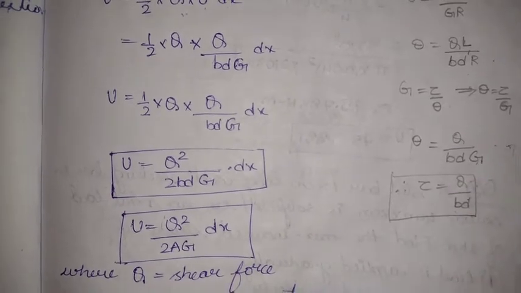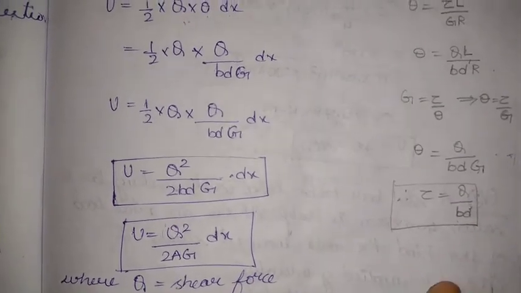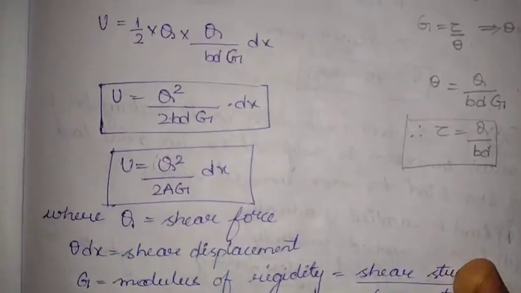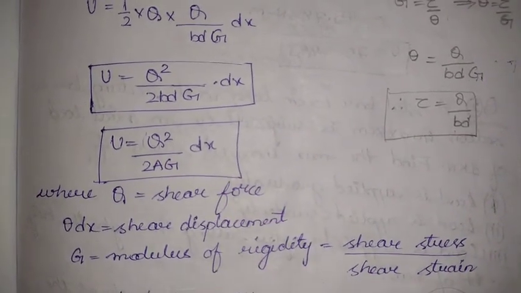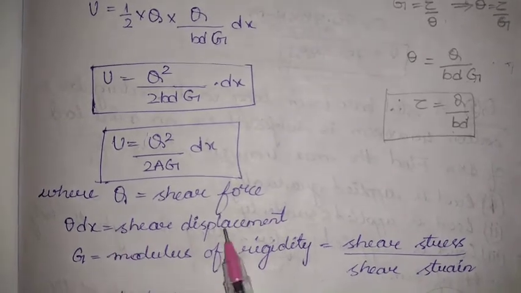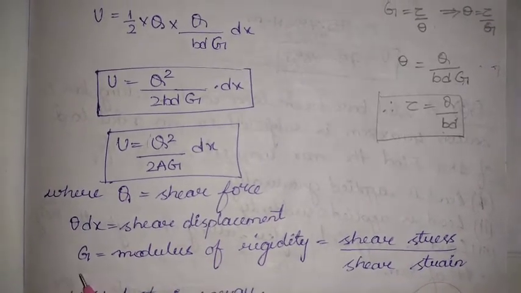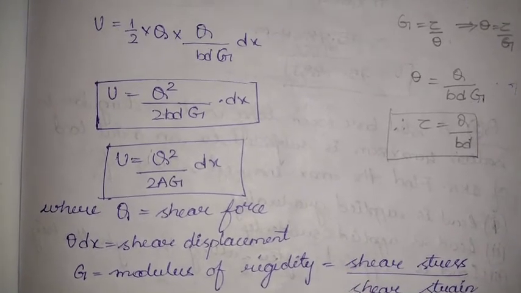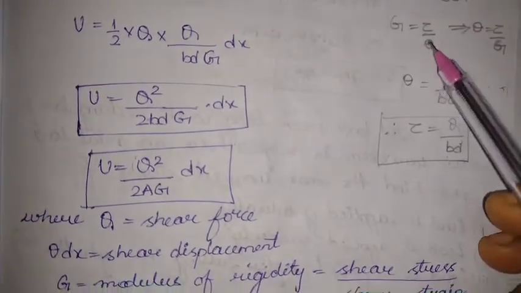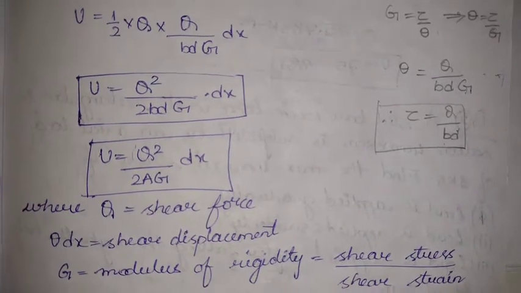I am also explaining the terms of this. Q is the shear force applied. Theta dx is the shear displacement. G is the modulus of rigidity, that is shear stress by shear strain. As I told you here, G is equal to tau by theta.